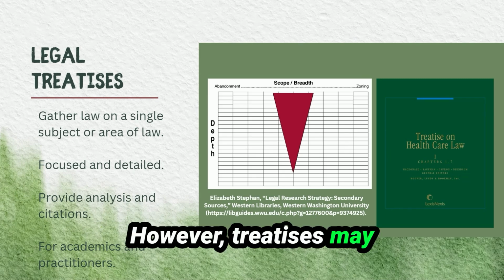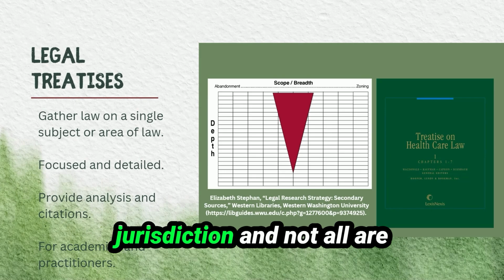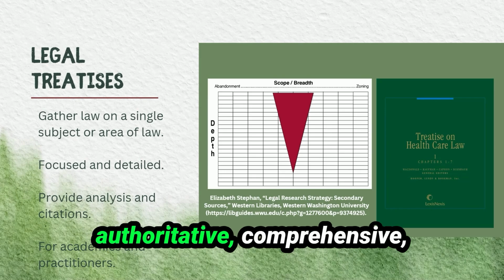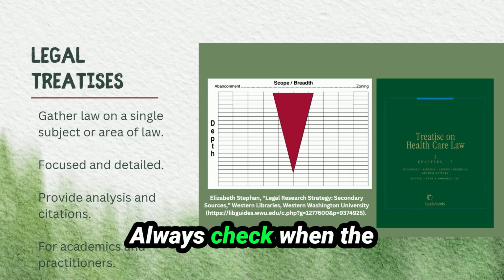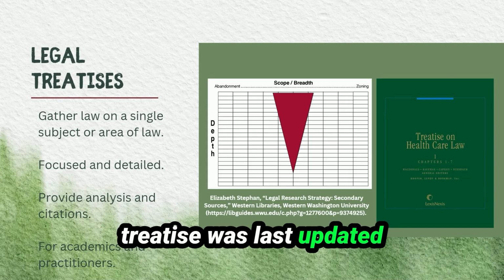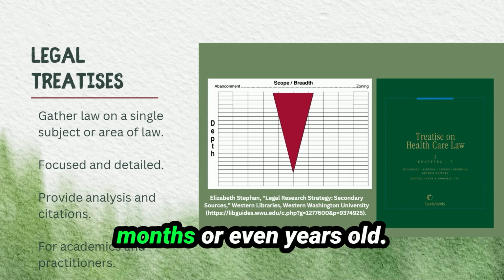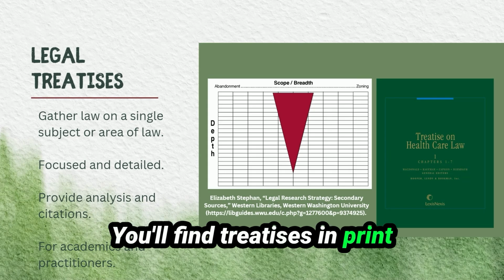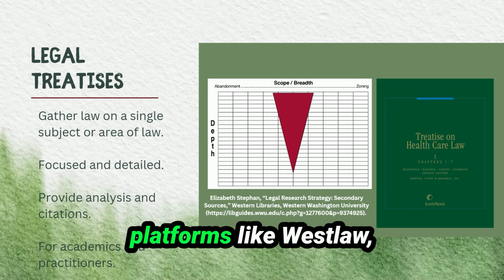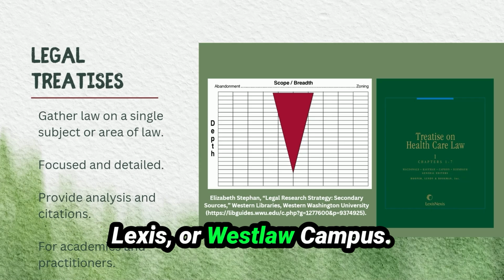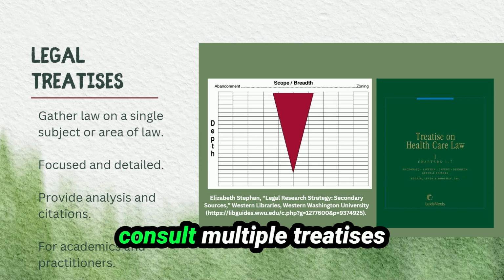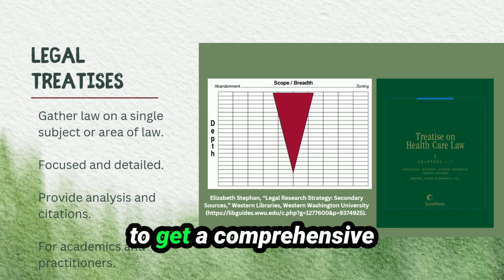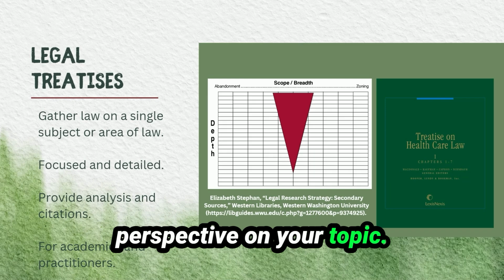However, treatises may not always cover your jurisdiction, and not all are authoritative, comprehensive, current, or well organized. Always check when the treatise was last updated, as the research may be months or even years old. You'll find treatises in print at law libraries or through platforms like Westlaw, Lexis, or Westlaw Campus. When starting major research, it's a good idea to consult multiple treatises to get a comprehensive perspective on your topic.